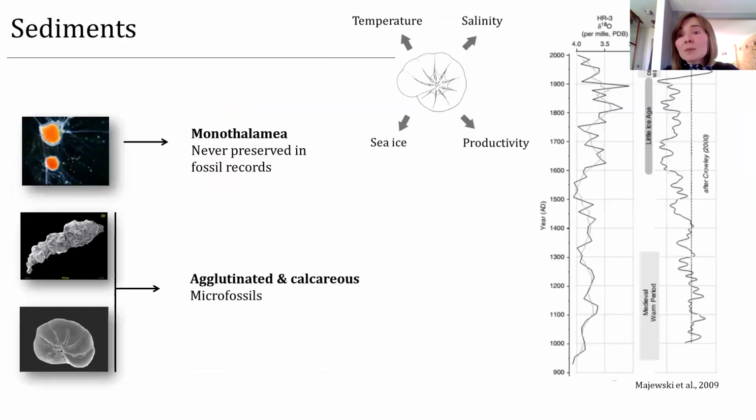Also, what we can find in sediments are microfossils, the most popular ones being foraminiferans, but they can also be diatoms, dinoflagellate cysts, coccolithophores. And based on the taxonomic composition of these microfossils, their abundance, the chemical composition of their tests, we can infer information about a lot of different environmental parameters: temperature, salinity, sea ice, productivity, and so on.